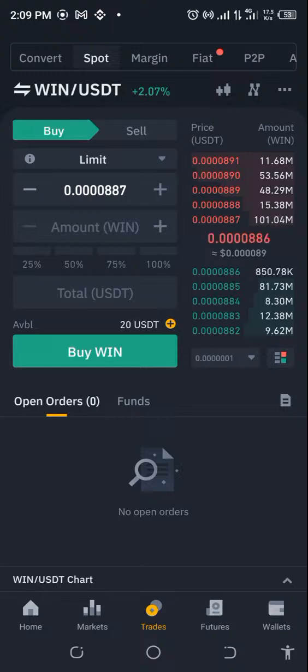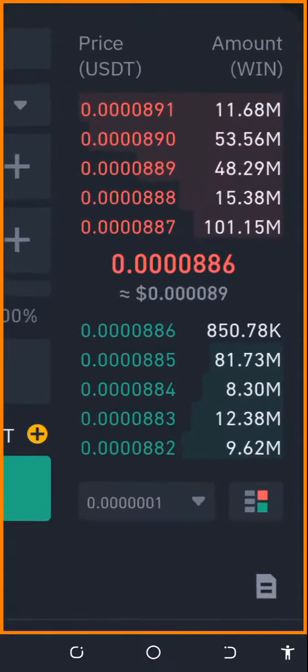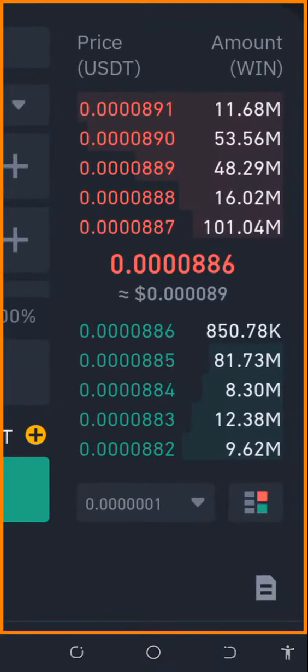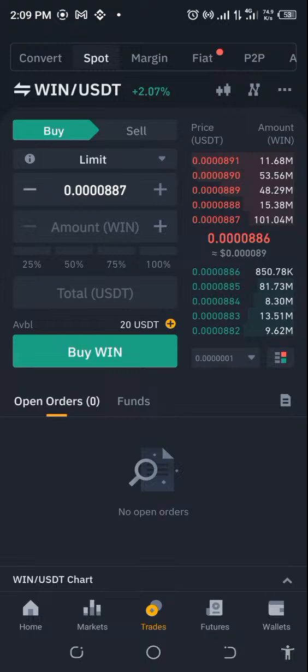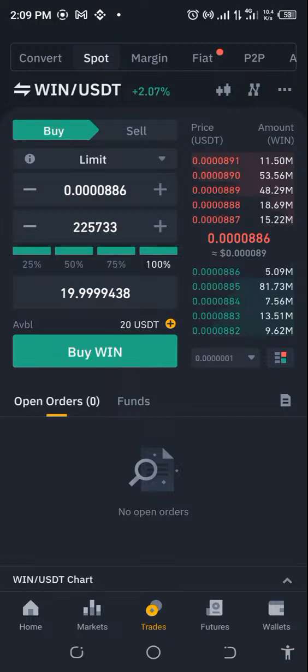First of all, let's try and see whether we have enough velocity here. Velocity means, how much do we have here? Are we going to be able to sell this? Are we going to be able to buy this? That's why we need to quickly check. Now, look at it now. I'm going to try it out again. The price here is 886. So let's see how much we can get. In this case, this is 225,000.